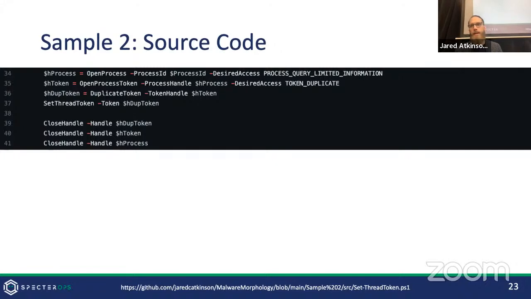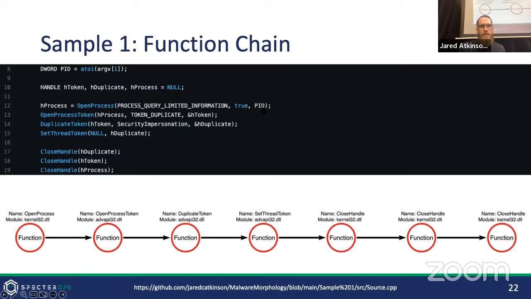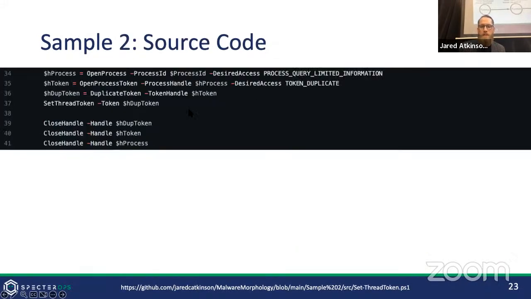But we could say that 100% sample 1 and sample 2 are different. They would have different hashes because one's written in C, one's written in C++, or in PowerShell. They're just literally different. For instance, the process ID is being passed in as process ID here, but here it's called PID. And then it's H process, H token, H dupe token instead of H duplicate. So there are some small differences, but those are not important differences.